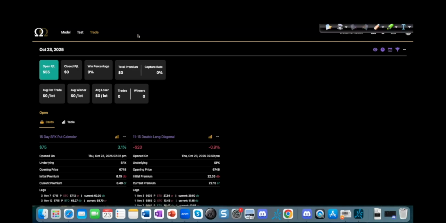So the two trades that I did today in the Options Omega backtesting tool, I did a 15-day SPX put calendar. Usually I'll put it on Thursday, two weeks from tomorrow, which would be Friday. The trade was put on at 2:35 p.m. That's how I have it set up in the backtesting. I paid 8.15 debit. Well, there's the bell, end of the day. I paid 8.15 today, closed at 8.40, so it's already up about 3% or $75.